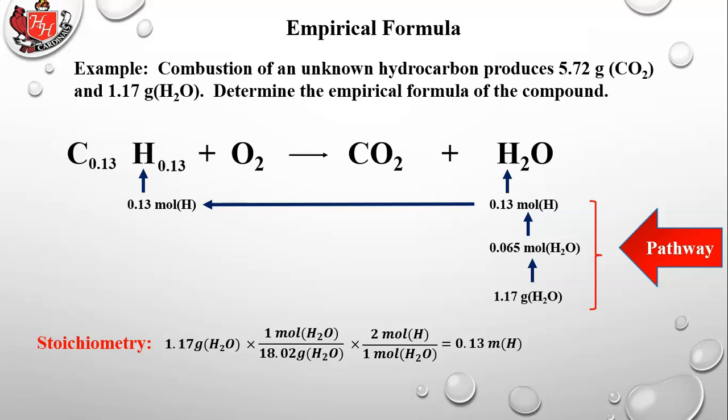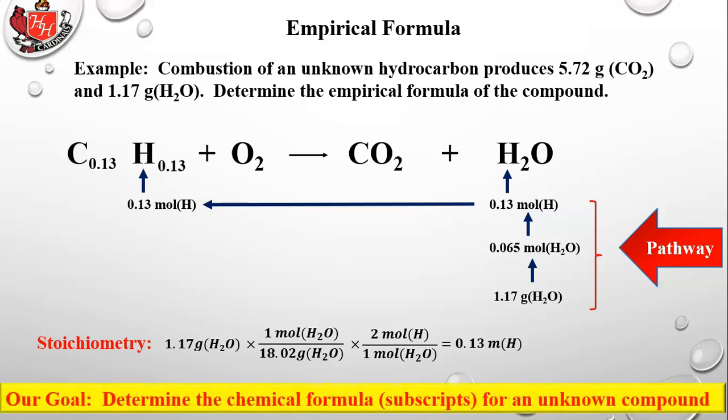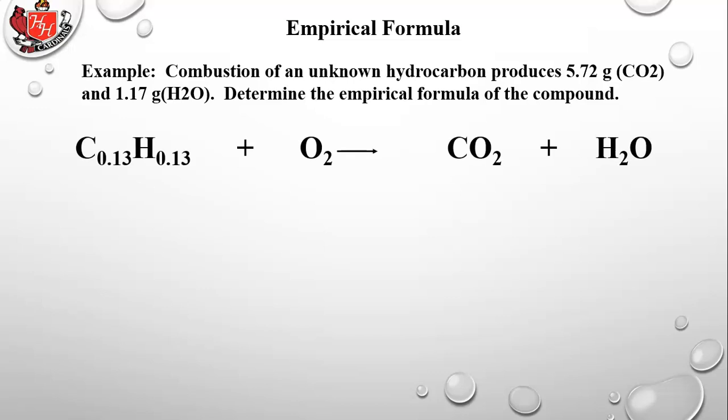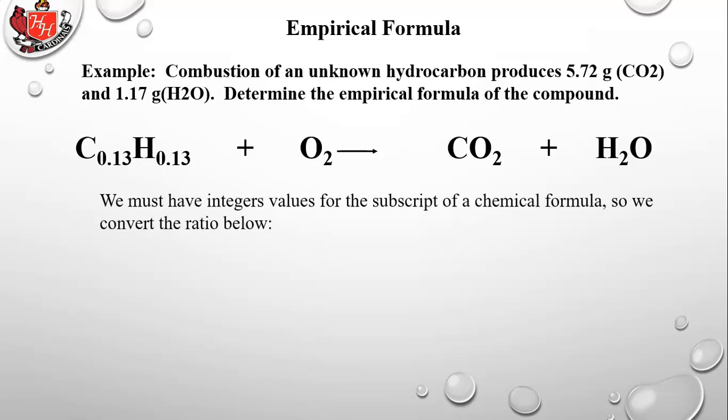So now we're going to convert them into whole numbers, which they have to be. So here's the same question. So there we have what we said we had, C0.13, H0.13. So we're going to create a ratio. We must have integer values for the subscript of the chemical formula, so we convert the ratios below. You put the smaller of the 2 on the bottom. Well, they're both the same number, so it doesn't matter which you put on top, which on bottom.